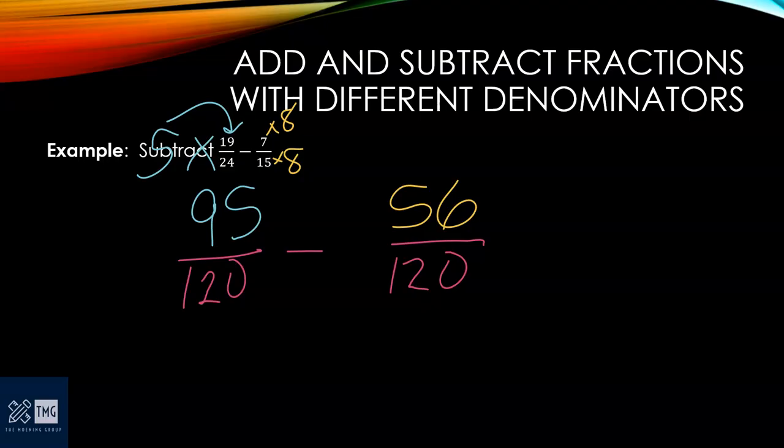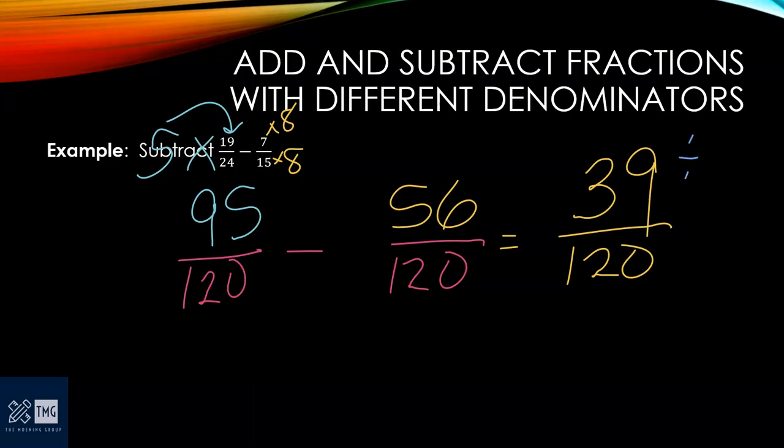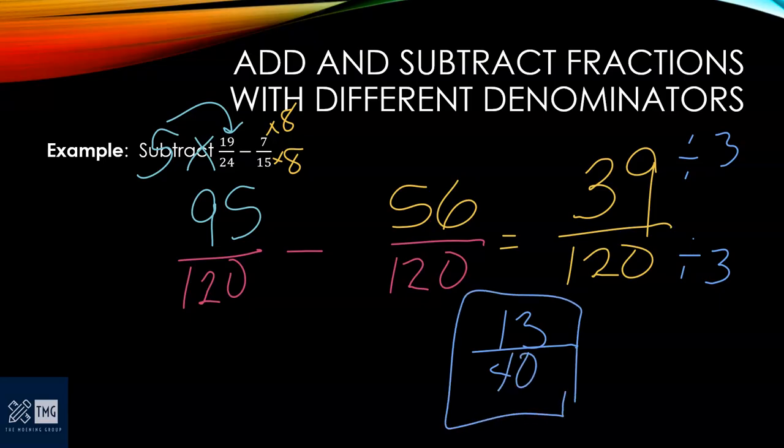Okay, perfection. So now when I subtract those, my denominator stays the same, and 95 minus 56 is 39. Hopefully the alarm bell will start going off for you, and you notice that 39 and 120 are both divisible by 3. They share a common factor of 3, therefore we must simplify. So 39 divided by 3 is 13, 120 divided by 3 is 40, and there is my simplified fraction. So 19/24 minus 7/15 is in fact 13 over 40.